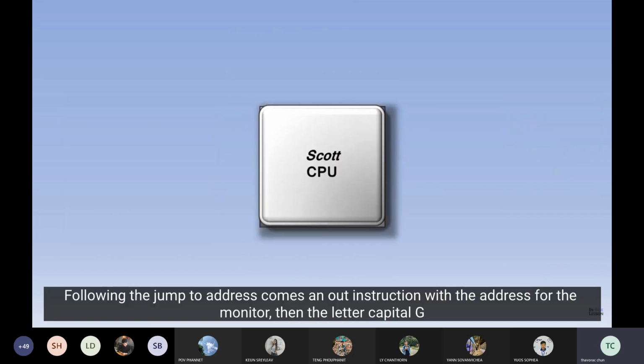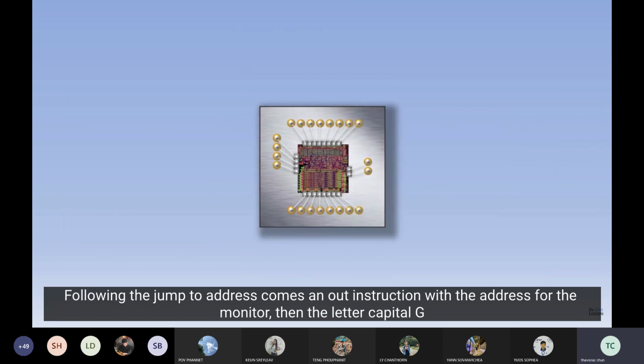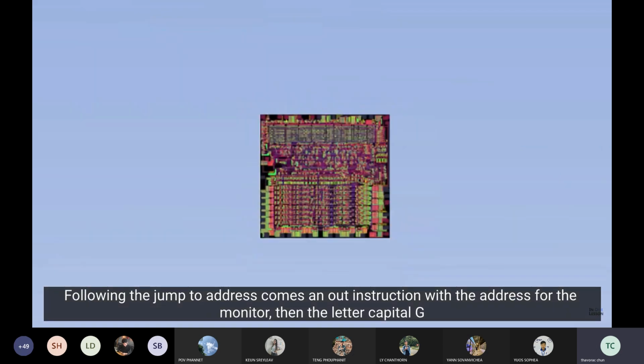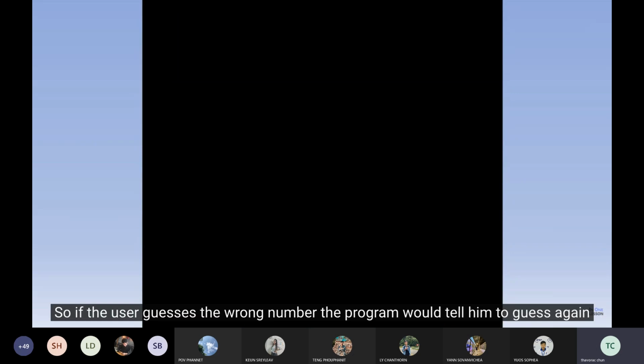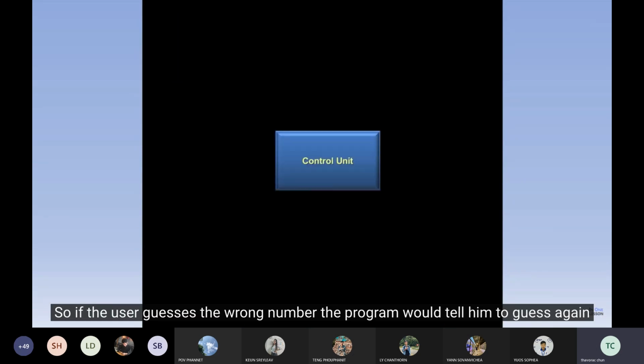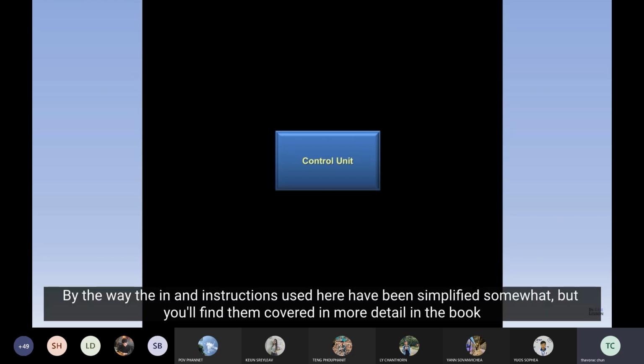So now let's briefly take a look inside the CPU itself to see how it would process an instruction. As we saw earlier, this is the inside of the 6502 CPU. Let's take away the 6502 wiring and see what's inside the Scott CPU. The first component is the control unit, which is kind of like a captain in the Army. It receives its orders from RAM in the form of an instruction, and then breaks that instruction down into specific commands for the other components.